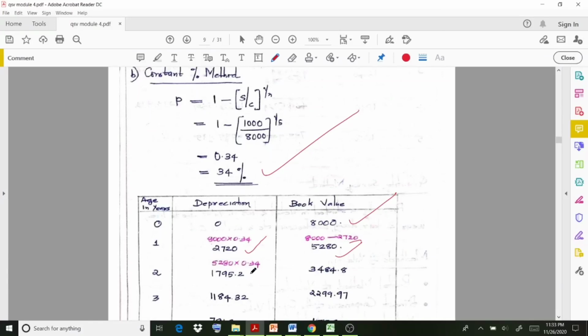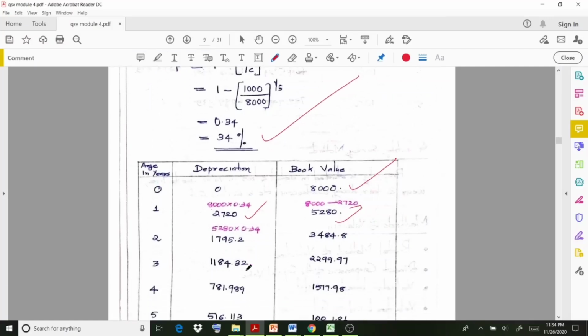then you will get 1,795.2, and then you take the difference, 5,280 minus 1,795.2. You will get a value of 3,484.8. Likewise, you can calculate each value. This book value multiplied with this rate, and you can calculate each year's values.